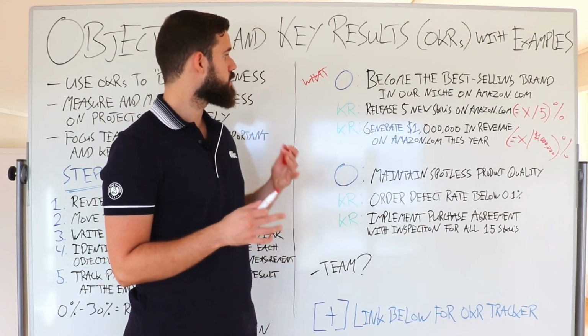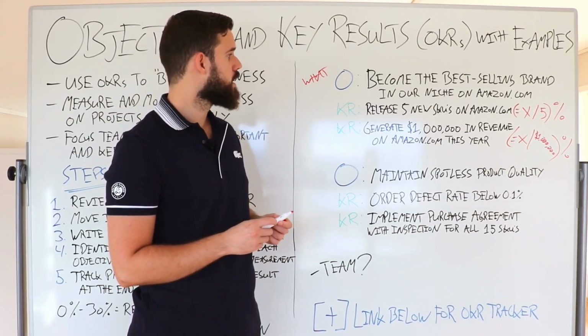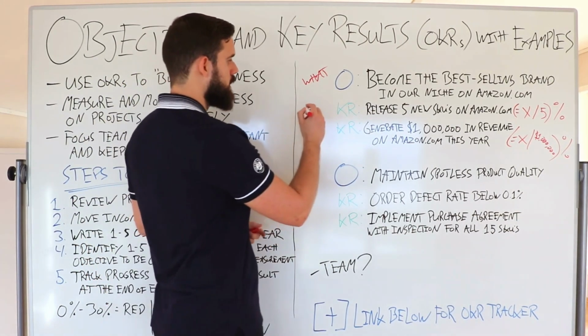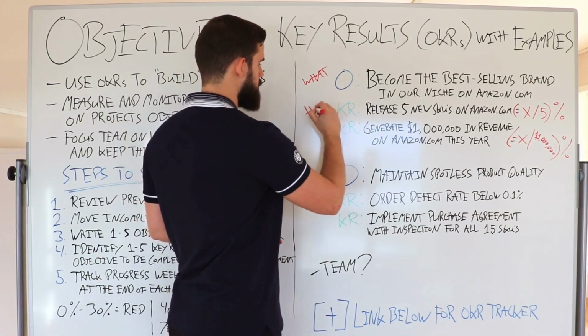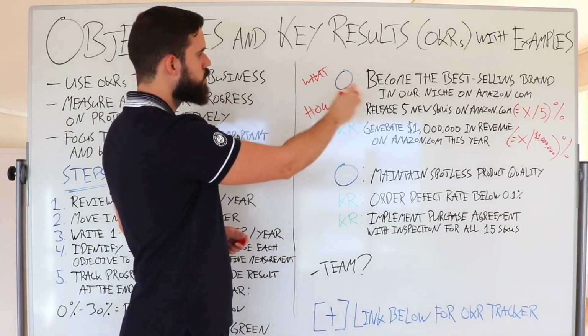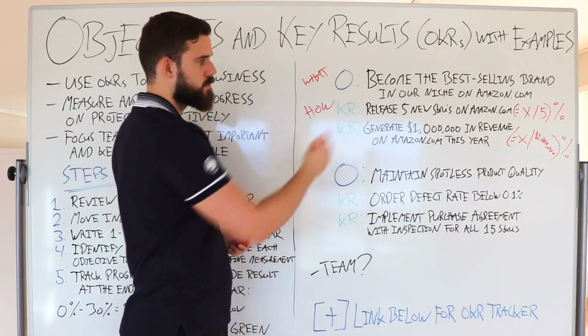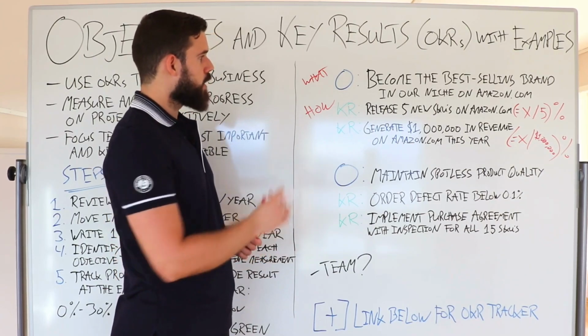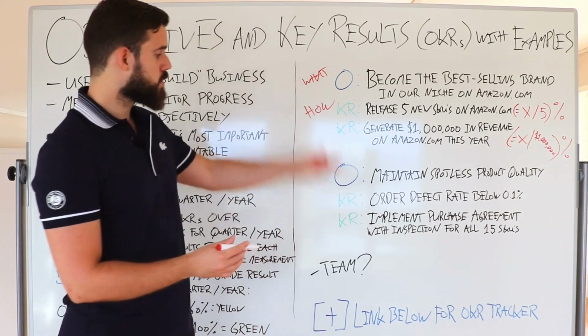Now there's a very important distinction here that I want to point out. Objectives are the what, and the key results are the how, right? So the objectives are what you do, the key results are how you do it, just to get that really clear for you. But there's one distinction I want to make now, because let's move into the second example.